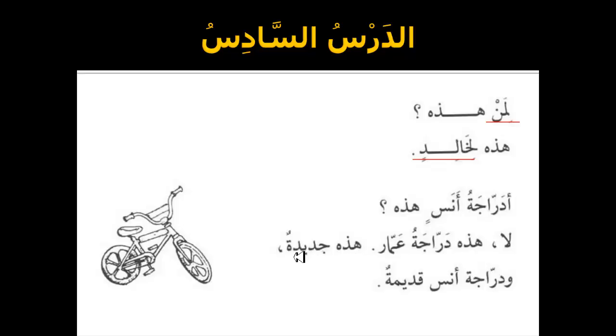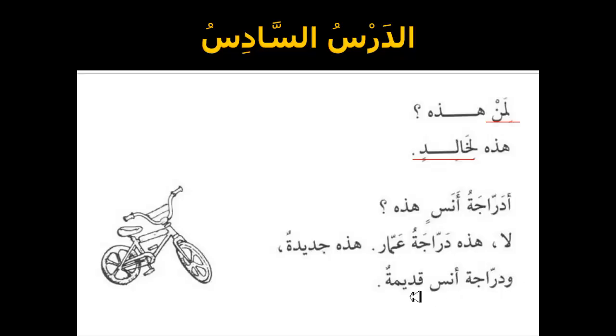Hadihi jadidatun. So the sifa, or the adjective, must also follow this noun in its feminine, in its plurality, and whether it's definite or indefinite. So here, jadidatun, we're talking about one bicycle, and it's going to be jadidatun, and this means new, and we added a ta marbuta to match what it's describing.